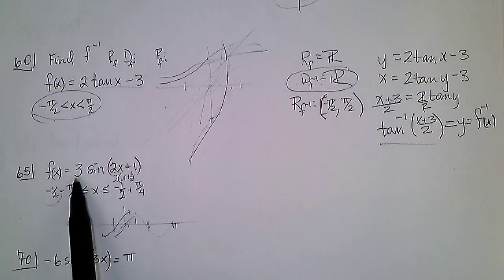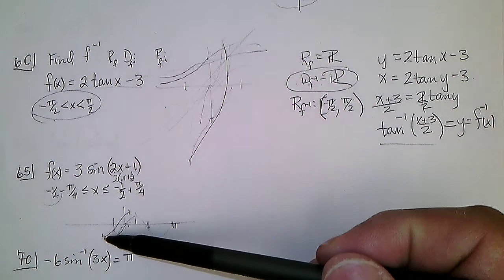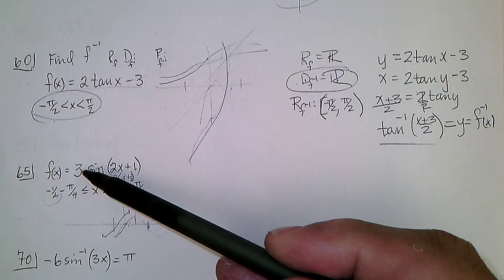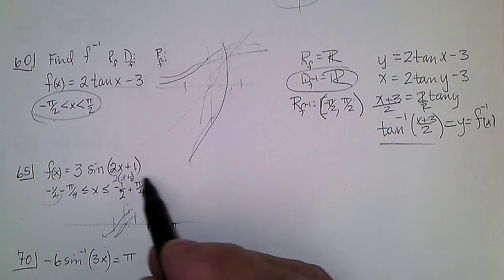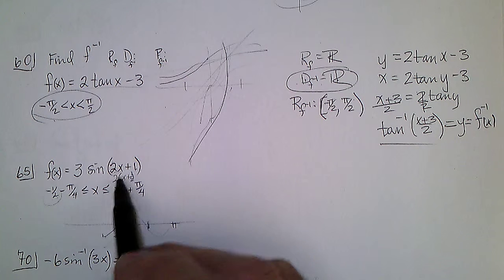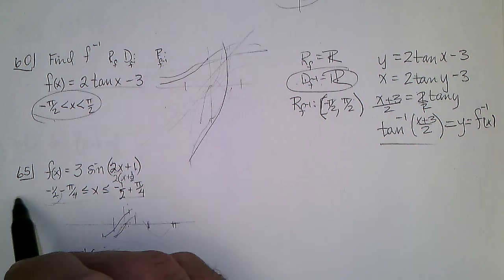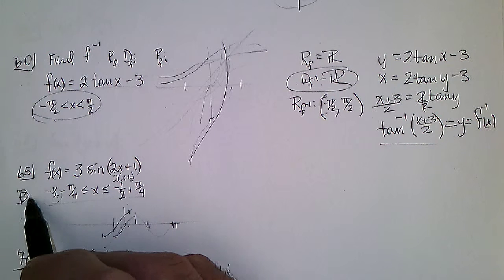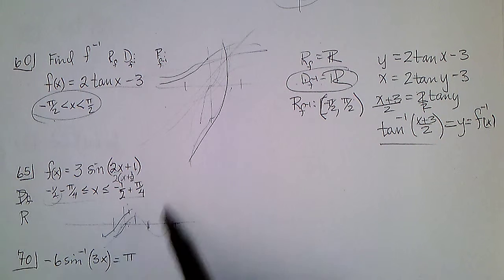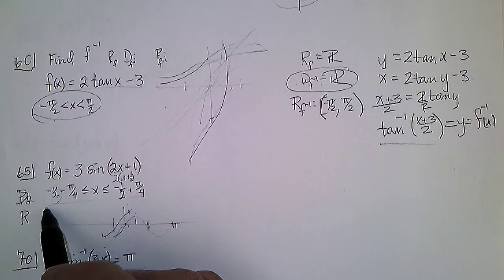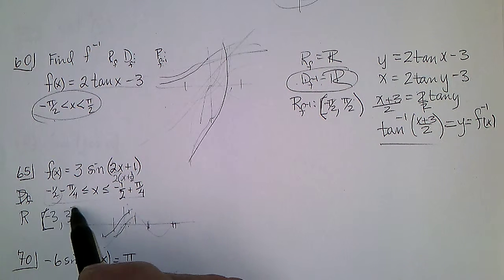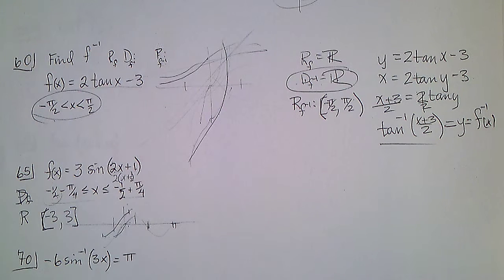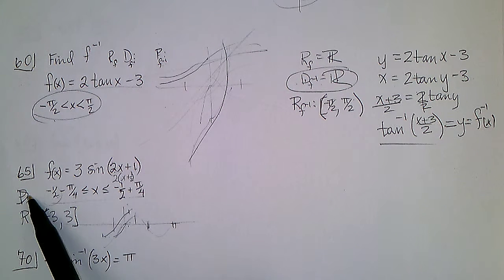So our range would be from minus 3, the amplitude is 3, to 3. The range on this function, this is the domain of the function. The range of the function would be from negative 3, actually including negative 3, to 3. And this would be the range of the inverse, and this would be the domain of the inverse.